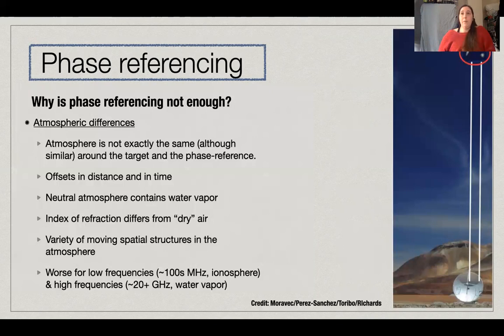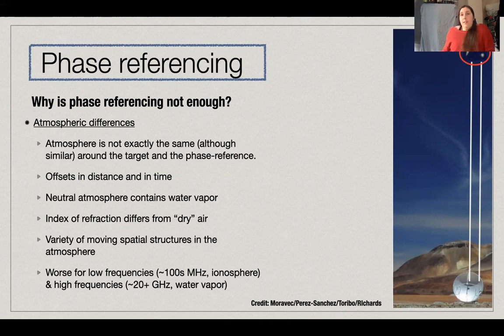Of course, this is not a perfect process. Although the phase calibrator and the target are close, they are not in the exact same spot, nor are they observed at the exact same time. So in particular, you can have changes in the atmosphere at the locations of this target and the phase calibrator. So you can have changes in water vapor content. Some air may be drier, some air may be more humid in certain parts.